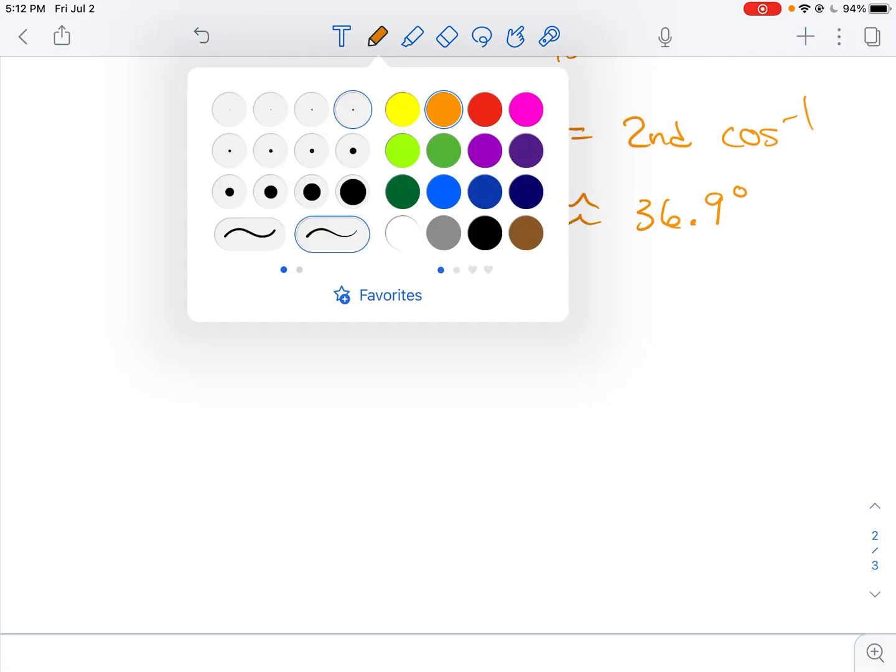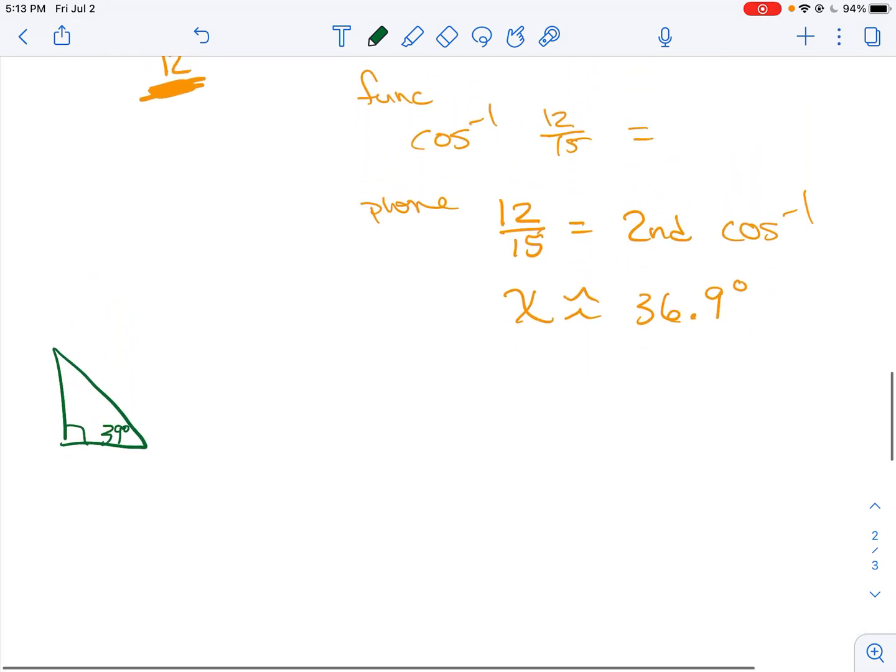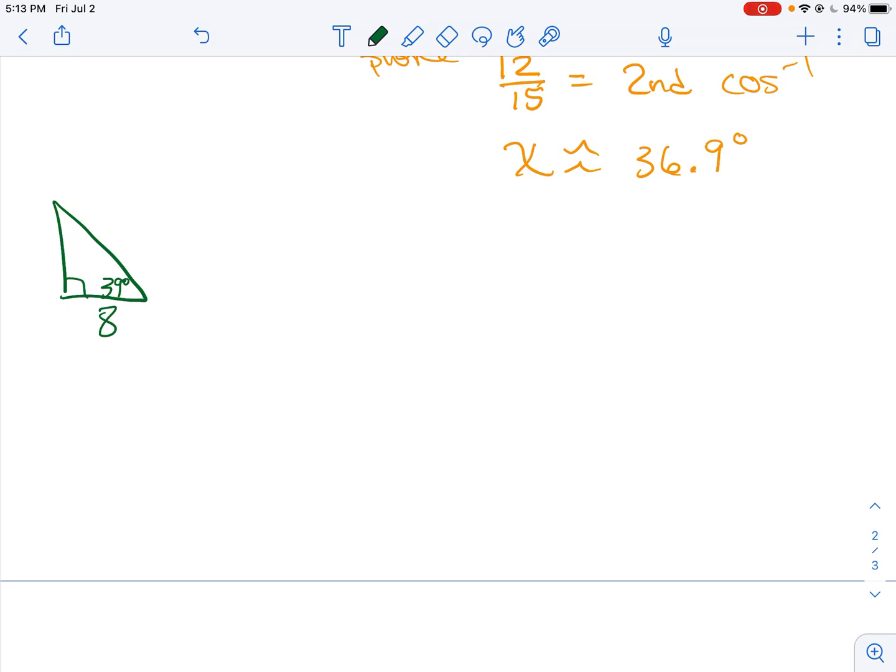Okay, let's try another one. I want to find, I'm going to say that this is 39 degrees. Oopsie daisy. This is 8. And I want to find this right here. So, we've been given the angle measure. We have opposite and we have adjacent. How did I know they were opposite and adjacent?